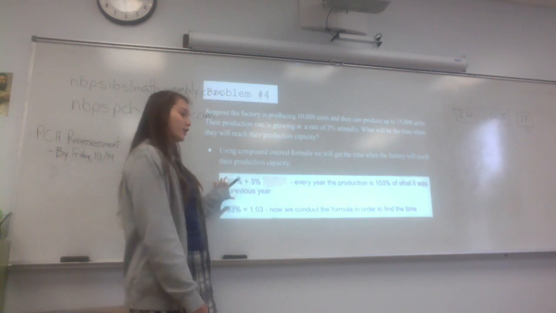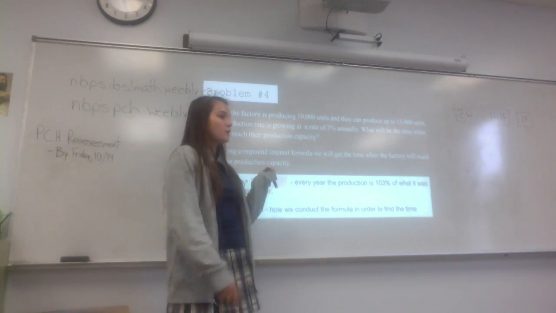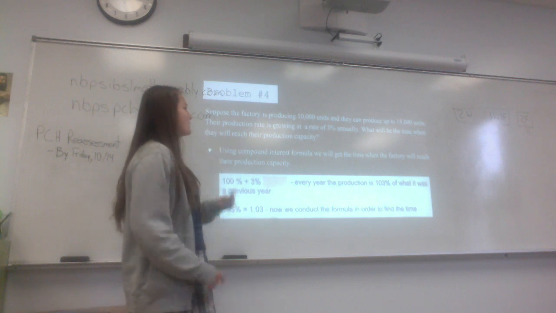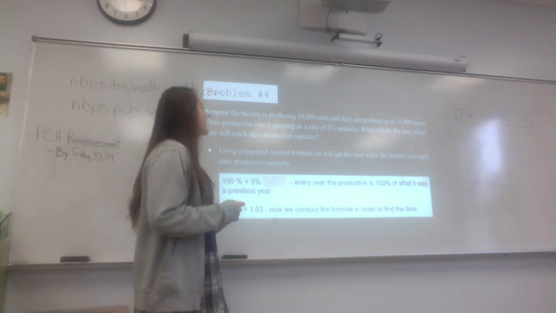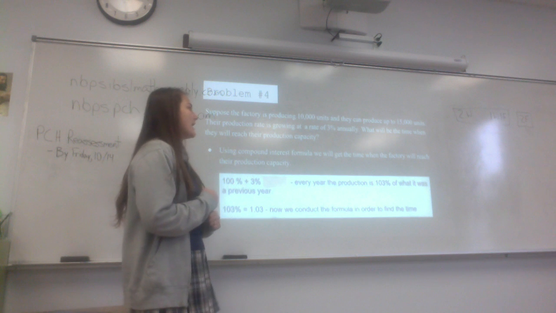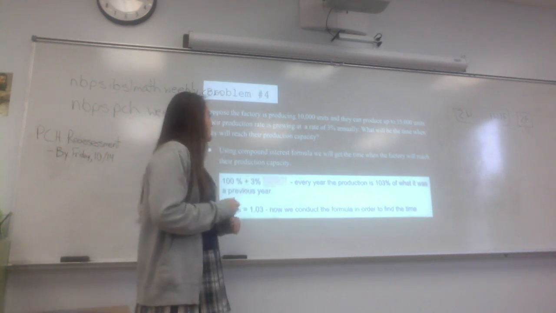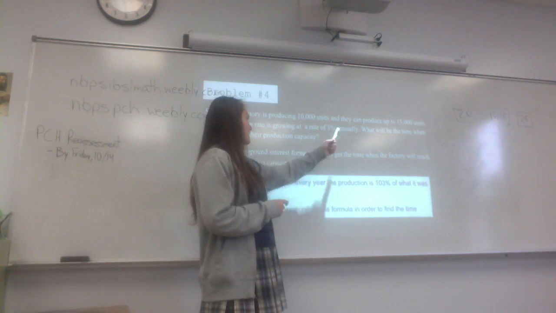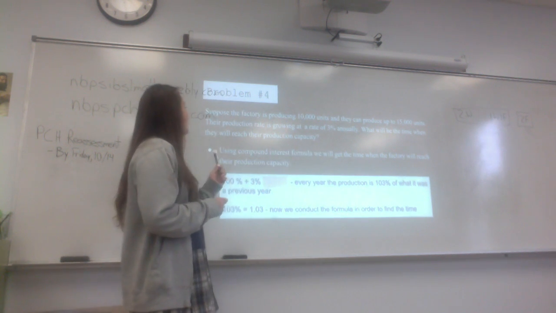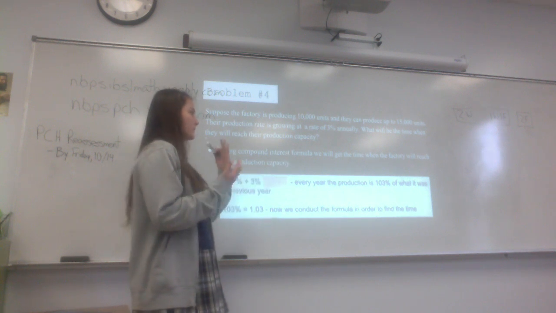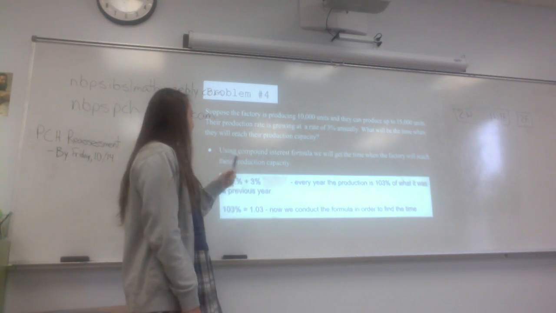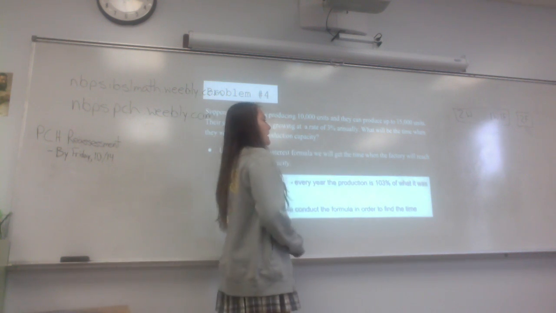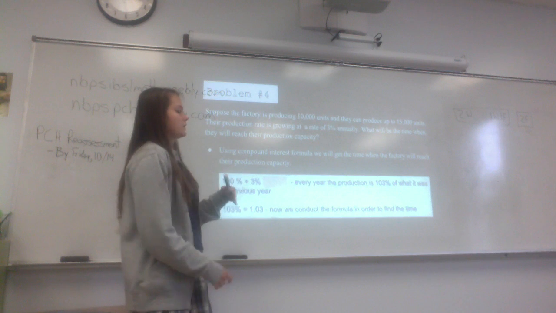And now a bit harder word problem. Let's go. You'll see one of those in your exam. So, that was the problem statement. Suppose that the factory is producing 10,000 units and they can produce up to 15,000 units. Their production rate is growing at a rate of 3% annually. Find the time when they will reach their production capacity. So, a quick tip: using the compound interest formula, we'll get the time when the factory reaches their production capacity.